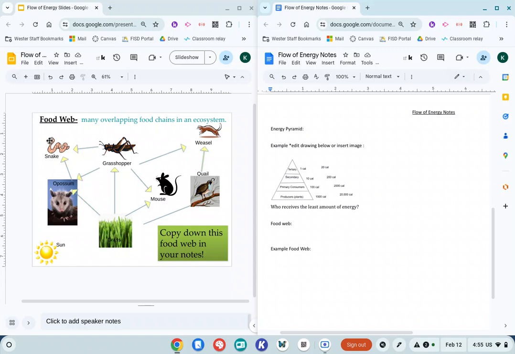3 and tertiary both start with a T. So that can help you remember that with tertiary, there are 3 arrows in between.